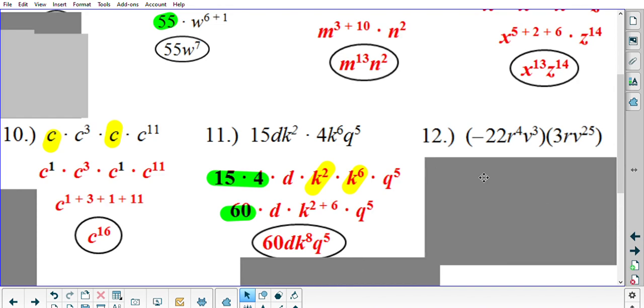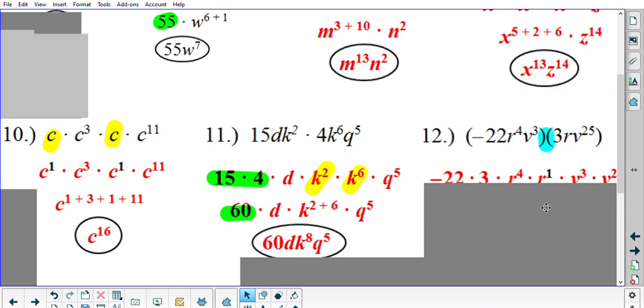Problem number 12. Now this one was written with parentheses, but what does it mean when there's parentheses next to parentheses with nothing in between? That means multiplication, as we learned earlier this year. And since everything inside of the parentheses is also multiplication, we can basically use the associative and commutative properties to rearrange this expression. Put the numbers next to each other, the negative 22 times 3. The r's, put them next to each other because they are like bases, and the v's, put them next to each other because they are like bases. As I've taught you before, when you see a variable by itself, that is the same as the variable to the first power.